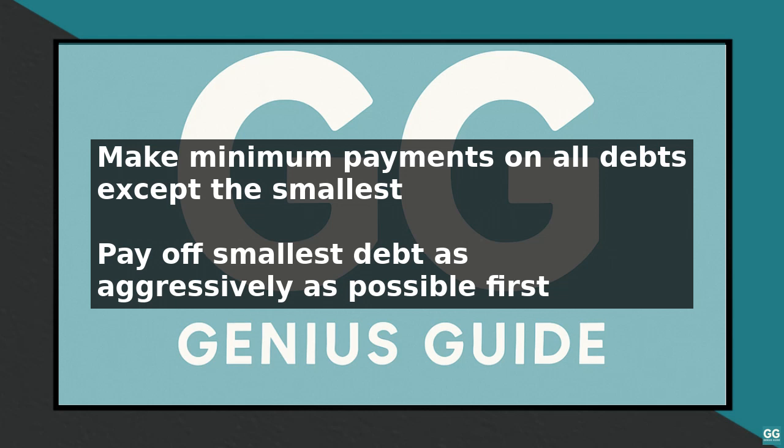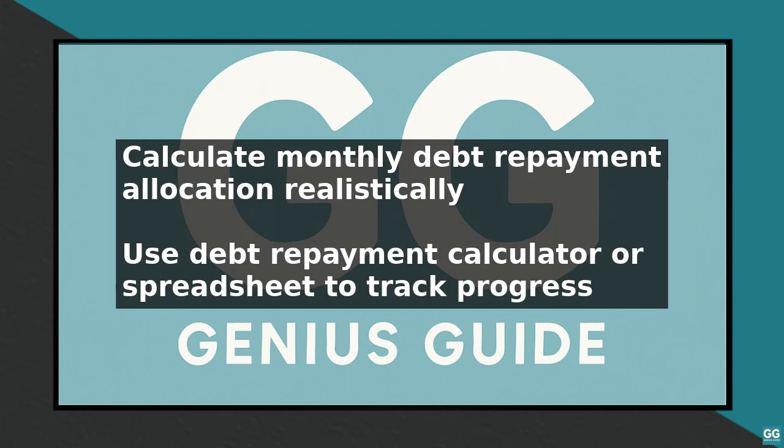Once the smallest debt is paid off, use the money to attack the next smallest debt, and so on. To forecast this process, calculate how much you can realistically allocate each month towards debt repayment. Then, use a debt repayment calculator or create a spreadsheet to track your progress and visualize how long it will take to pay off each debt.